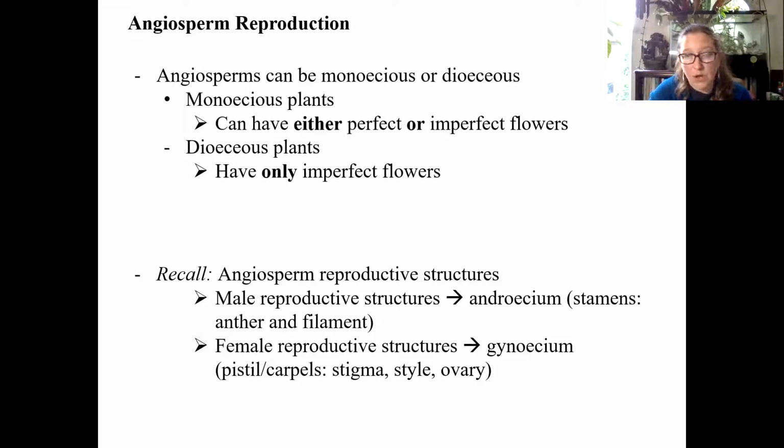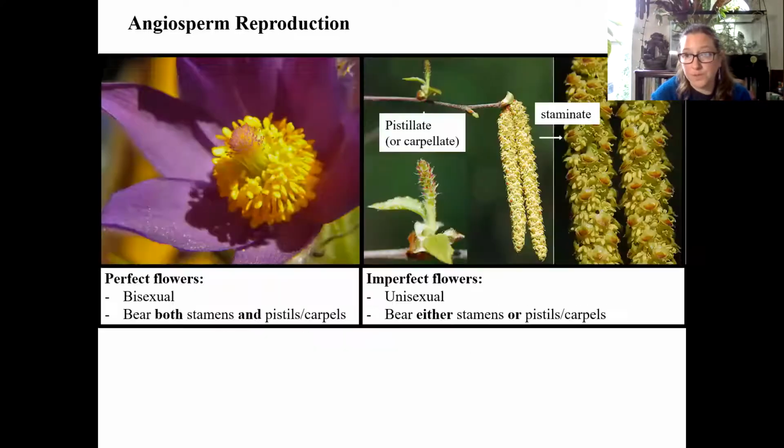Yes, just a recall slide telling you the parts that are the male and the female structures. Okay, here is an example of perfect flowers on the left and imperfect flowers on the right, right? So for perfect flowers, you have both the male and female sex structures on one flower. I'll use green. Here is the top of the female sex structures, and then all of these things surrounding that are the male structures on this flower.